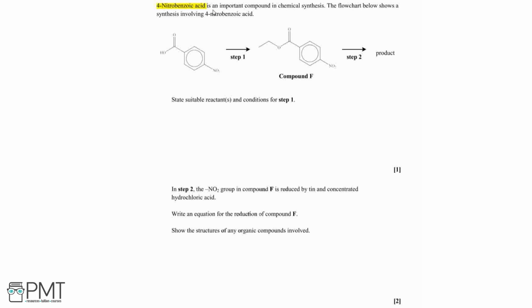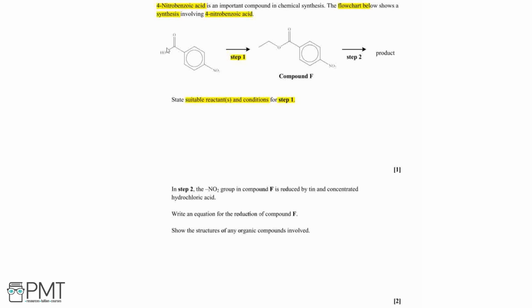4-nitrobenzoic acid is an important compound in chemical synthesis. The flowchart below shows a synthesis involving our 4-nitrobenzoic acid. So we've got our 4-nitrobenzoic acid here, and we've got a first step leading to compound F, then a second step leading to a product. And for the first part, we need to state suitable reactants and conditions for step 1. So that's this first step here.